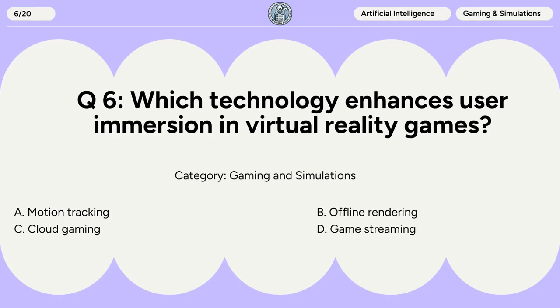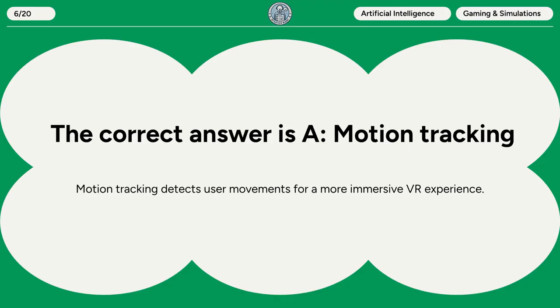Question 6. Which technology enhances user immersion in virtual reality games? A. Motion tracking. B. Offline rendering. C. Cloud gaming. D. Game streaming. The correct answer is A. Motion tracking. Motion tracking detects user movements for a more immersive VR experience.